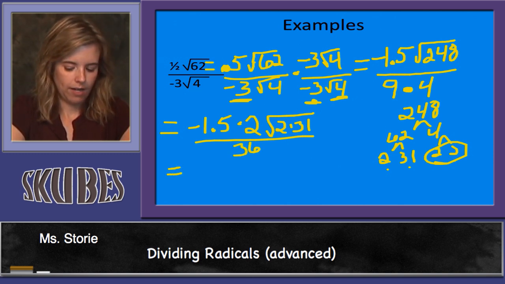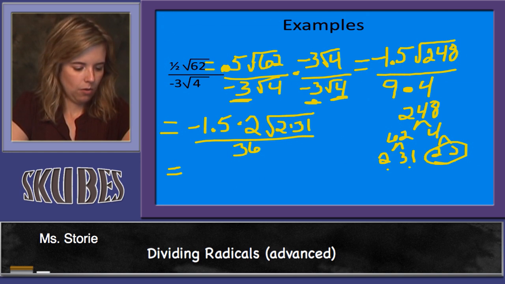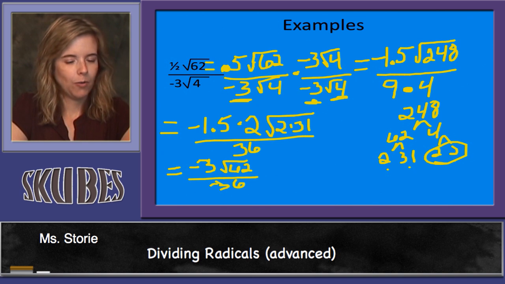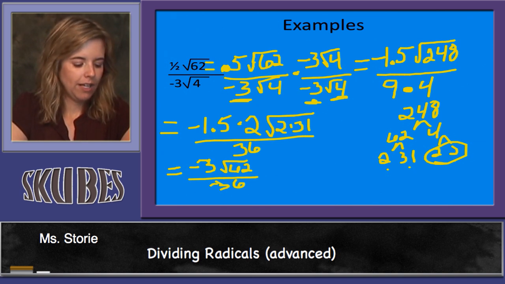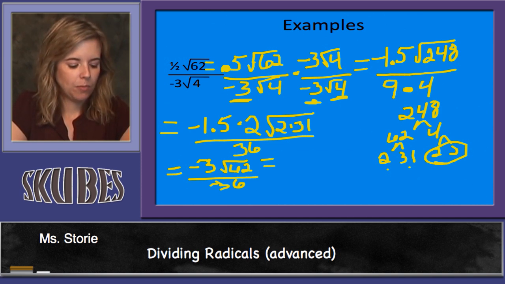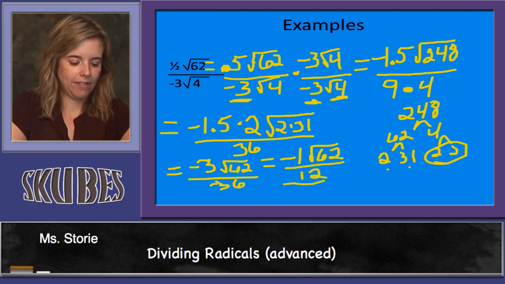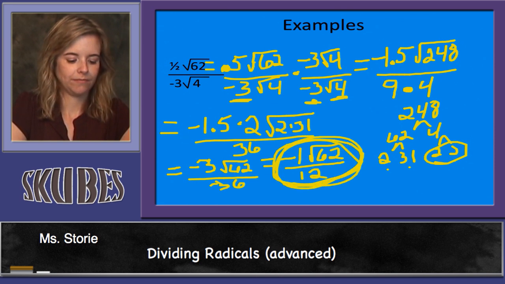Go ahead and write it out, and you're going to end up with 1.5 times 2, that's a negative 3, radical 62 over 36. But wait, we're not done. You have a 3 and you have a 36. We can reduce. So when we reduce, we're going to end up with a negative 1 radical 62 over a 12. And this would be our final answer.